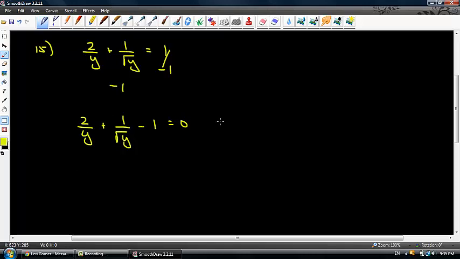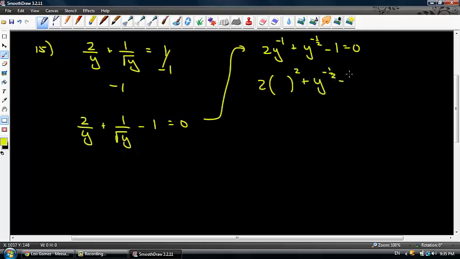I'm going to convert this. This is really 2y to the negative 1 plus y to the negative 1/2 minus 1 equals 0. So now I'm going to do that one technique that I showed you, and it's going to be 2 parentheses something being squared plus y to the negative 1/2 minus 1 equals 0. Again, just match it with the second one. It's negative 1/2. Now, if you're not sure, just check. Negative 1/2 times 2 is negative 1, so we really do have the same problem. It's just written in a different way here.